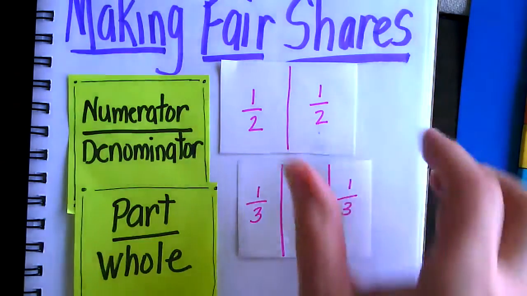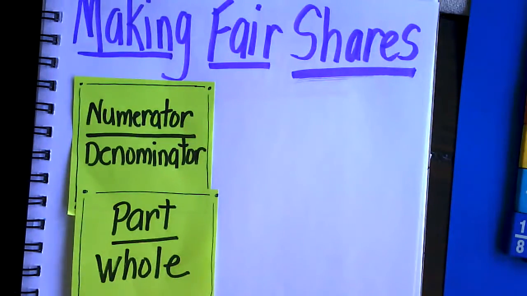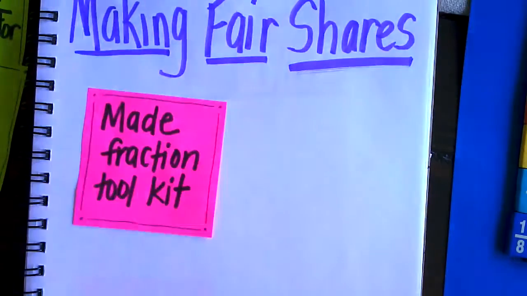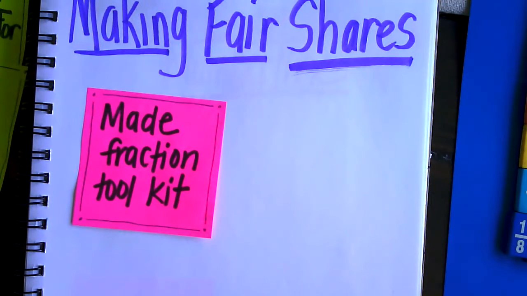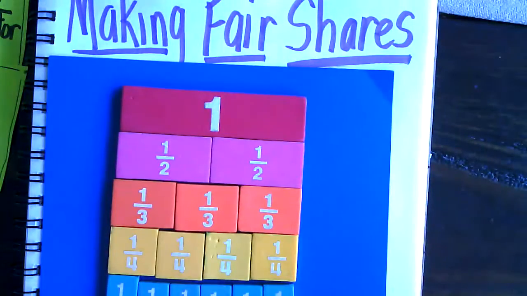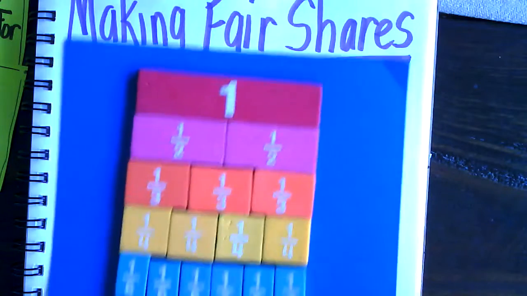The third thing we did before we left was we made our own fraction toolkits. The fraction toolkits are pretty big to show under this document camera, so I'm going to use something that's a lot smaller, and that will help us.